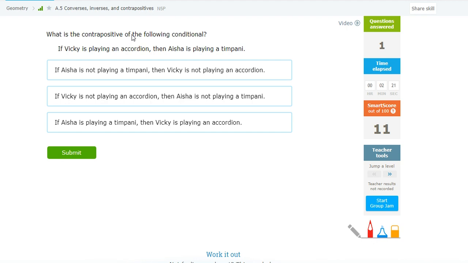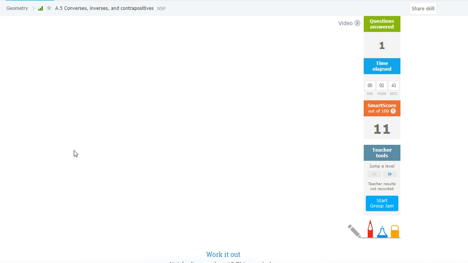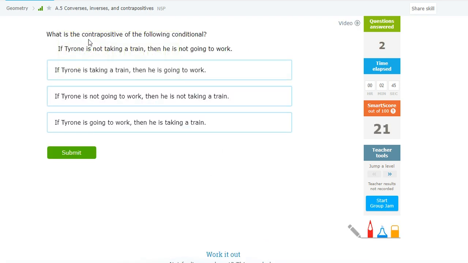What is the contrapositive of the following conditional? If Vicky is playing an accordion, then Aisha is playing a timpani. So I'm dealing with the contrapositive, so it should be not Q, then not P. So it would be this one. Okay? And it looks like it's going to be on repeat.